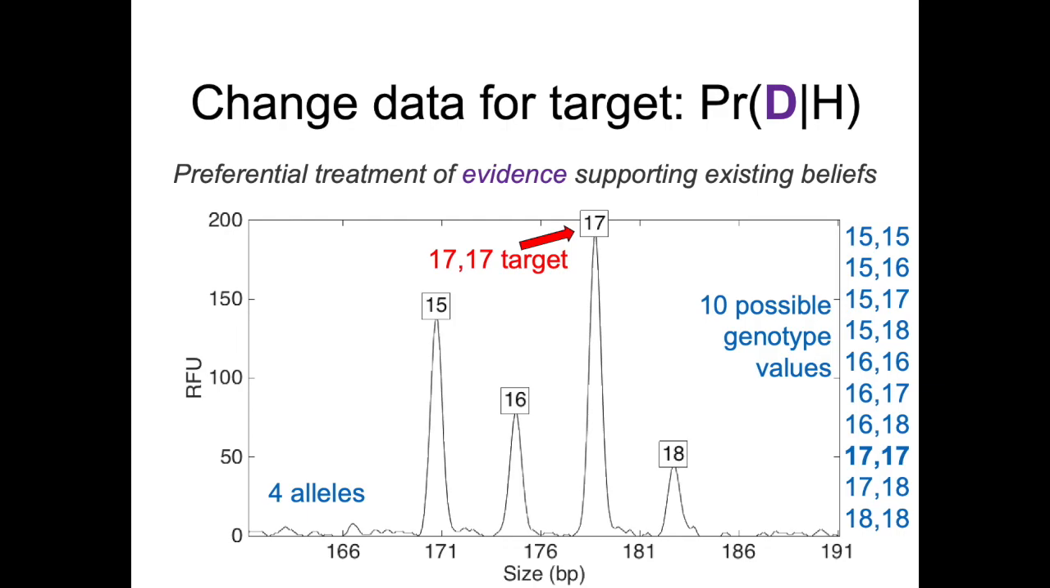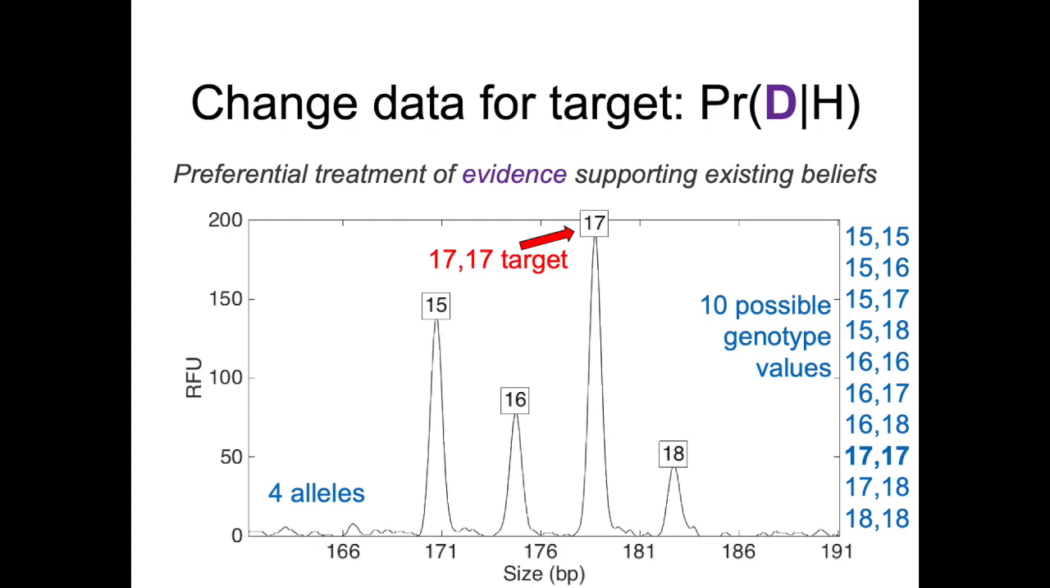The figure shows an electropherogram, an EPG. On the x-axis, we see the different alleles separated by size, 15, 16, 17, and 18. Vertically, we see the relative fluorescent units, which is measuring how much of each allele has been amplified in the polymerase chain reaction, or PCR. Looking at the data, we see 4 allele peaks of different heights. The 4 different alleles can be combined into 10 different pairs of alleles, or genotype values, as shown on the right, 15-15, 15-16, and so on.